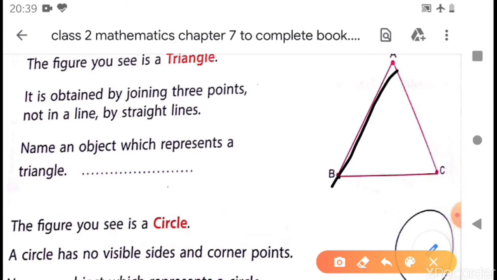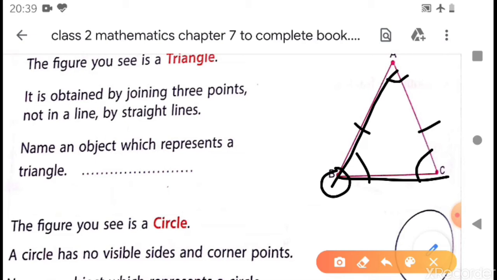This line AB and line BC are meeting at point B, so this is an angle. Okay, line BC and line AC meet here at C, so this is an angle. And these two, this line and this line meet here, so this is an angle. So triangle means the figure with 3 angles. The figure with 3 angles is a triangle. So in a triangle there are 3 lines and 3 points.